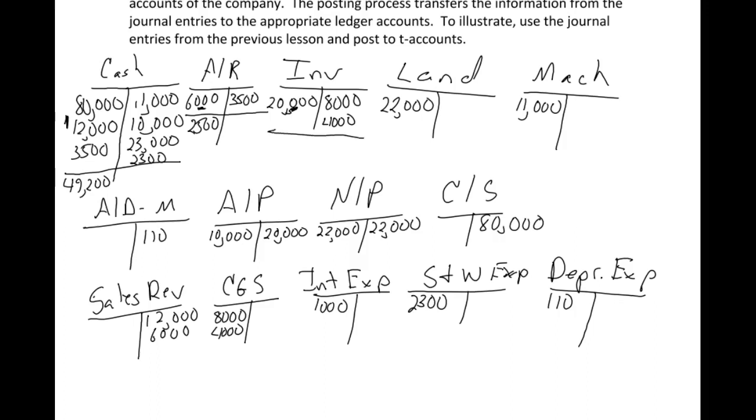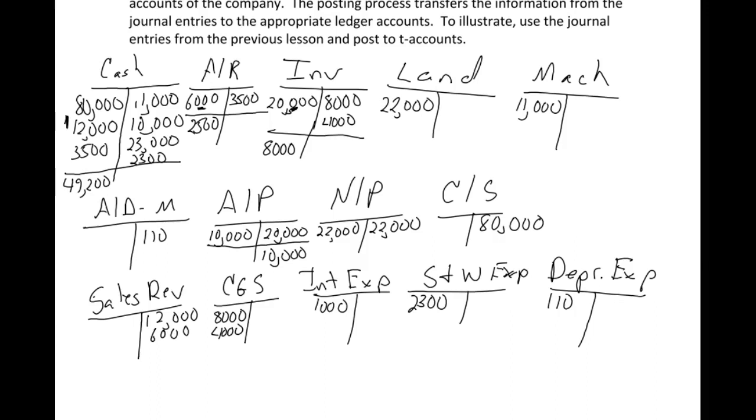Our inventory balance is now down to 8,000. That's how much inventory we have left. Land, nothing happened, so it's still 22. Machinery, nothing else happened besides the first entry. It's still 11. Accumulated depreciation is 110. Accounts payable was 20, but remember, we paid half of it off, and so now we still owe the other half. So that's a liability. Notice it's a credit balance. And once again, notice that top row up there. All of those are debit balances. They have to end up as debit balances because they're assets.